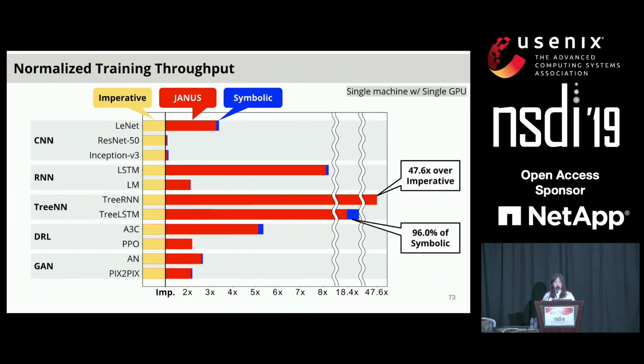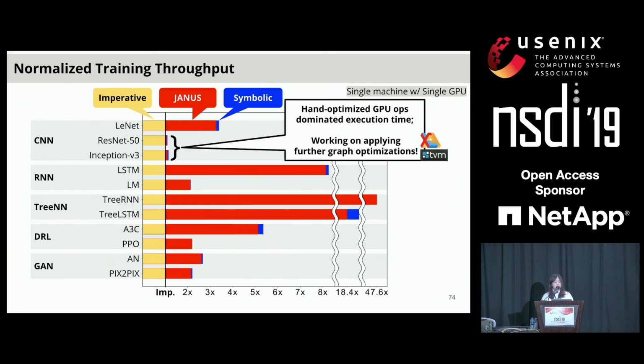This is the normalized training throughput of 3 frameworks with all 11 models. We used a single machine here to remove the effects of various communication overhead according to the different number of machines. The x-axis represents a normalized throughput over imperative execution. JANUS, in red colored bars, achieves up to 47.6 times speedup compared to imperative execution with yellow colored bars. And the throughput of JANUS is more than 96% of the throughput of symbolic graph execution with blue colored bars.